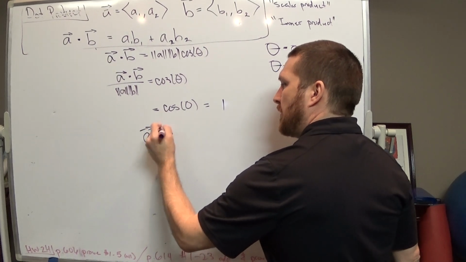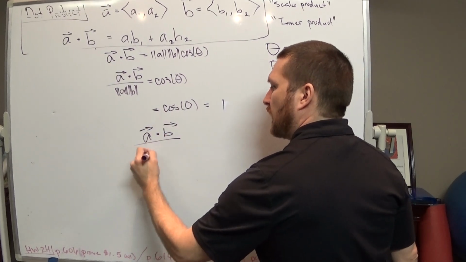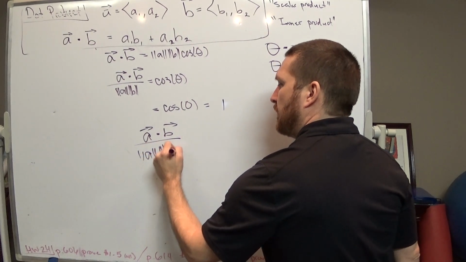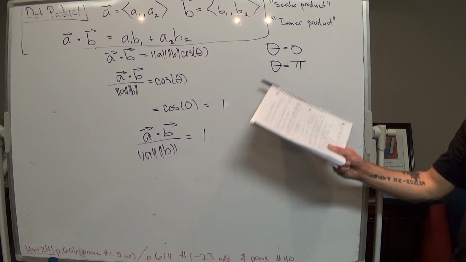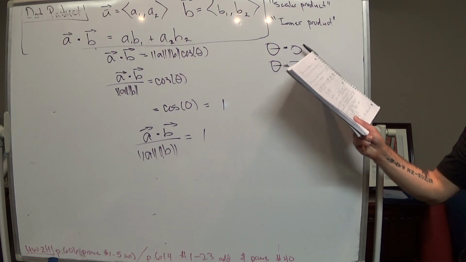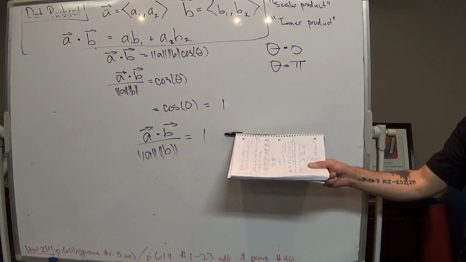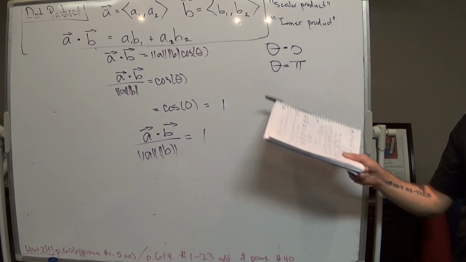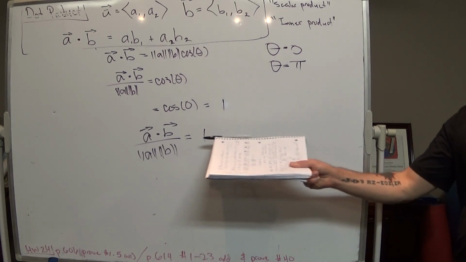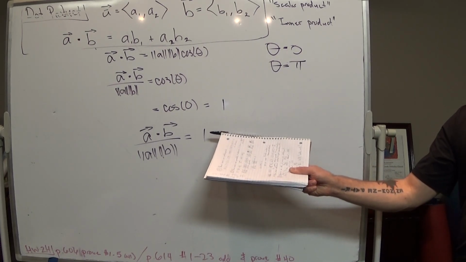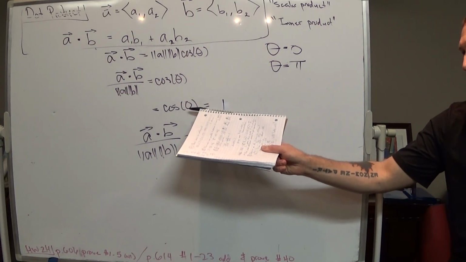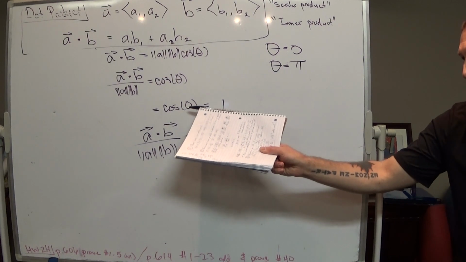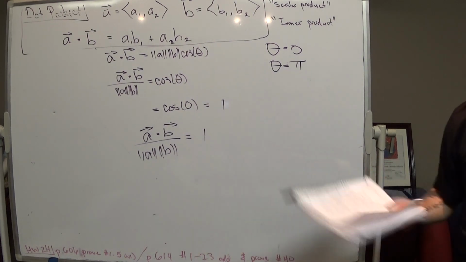If A dot B over the magnitudes of A and B equals 1, then we know that theta is 0. So if they're parallel, this will happen. And we could play the opposite game, because it's an if and only if. Suppose that this is true. Well, that must mean that theta is 0, since we know that theta is between 0 and pi, and so the only way for it to be 1 is when theta is 0.